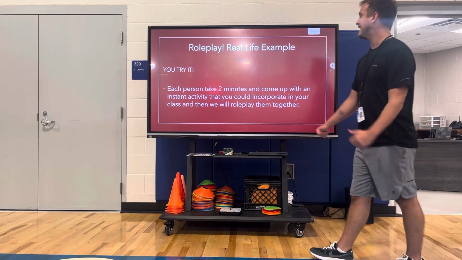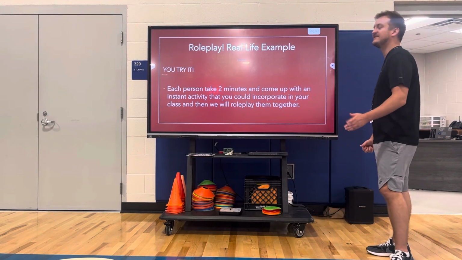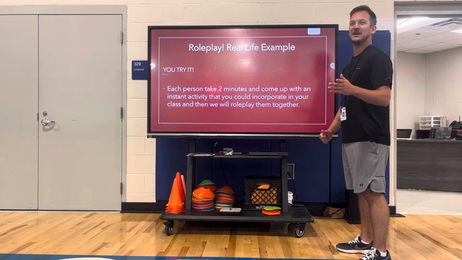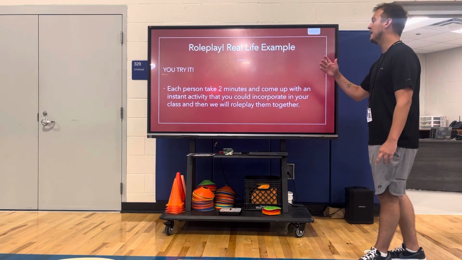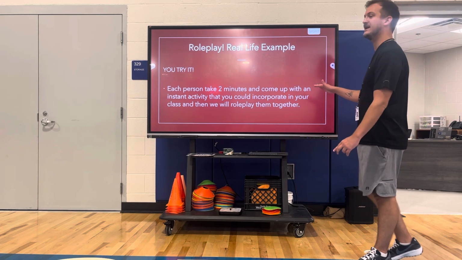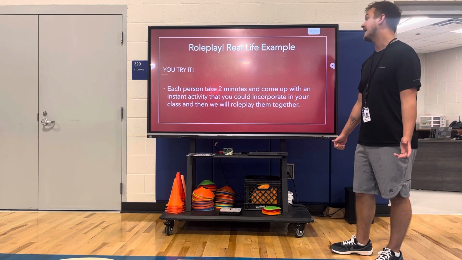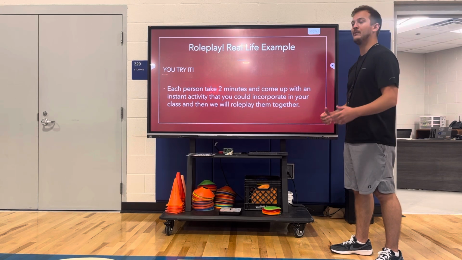Then a role play, and this is if I were in an actual PLC with my colleagues, but I just got to a new school, so I don't really know anybody yet. Each person would take 2 minutes and come up with an instant activity that you can incorporate in your class, and then we would role play them together.